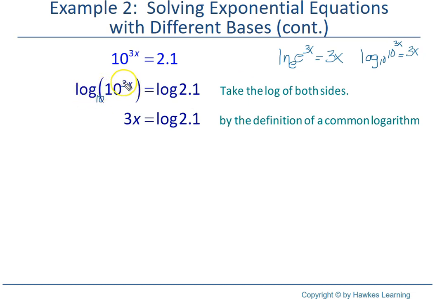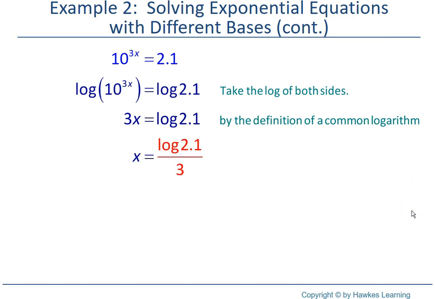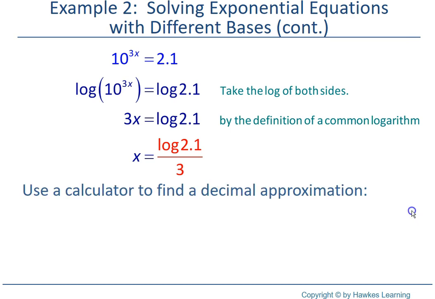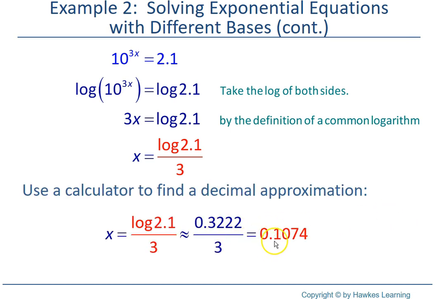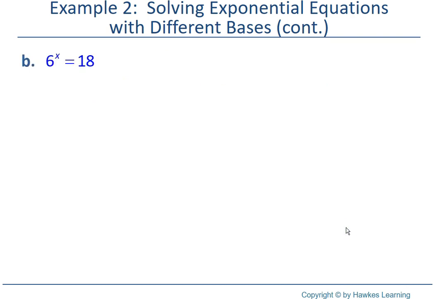So this is the little tricky part. Where did it go from there to this? So now as we divide both sides by 3, not the log of 3, but just 3, clear this up here. Putting that, we get 0.1074. And again, these are approximations here. We're rounding to 4 decimal places. Okay, let's go on to letter B.